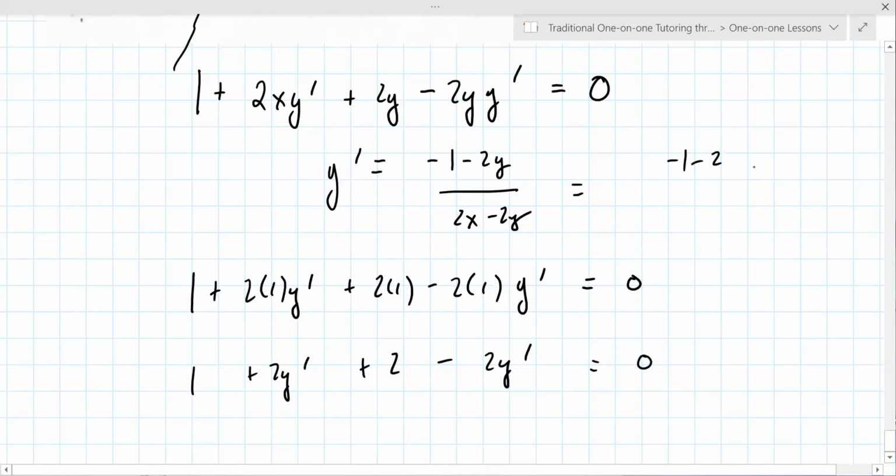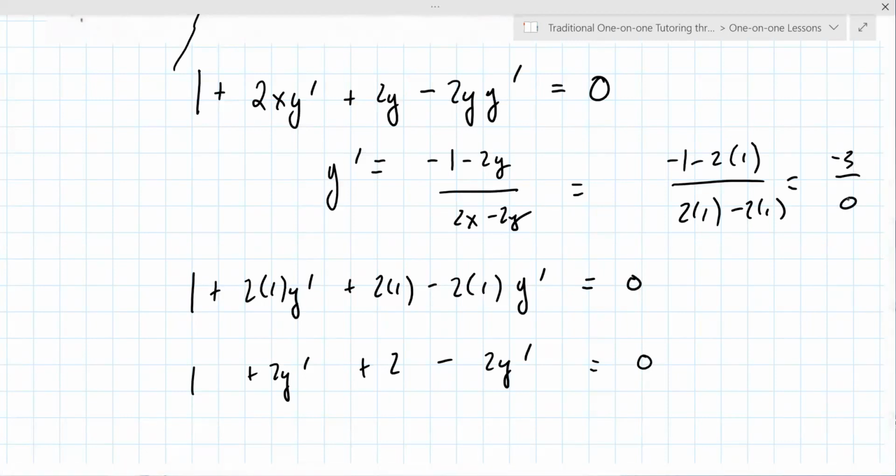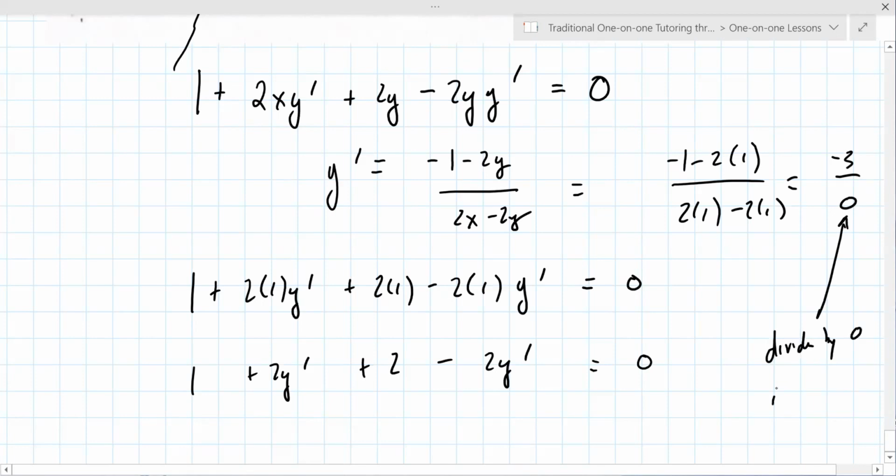And then from there, plug in the point. What was the point? 1, 1. Okay, so then. This is actually good that we did this because this is an unusual case. When you divide by 0, that's impossible. Negative 1 minus 2. Okay. And that means it's non-existent.